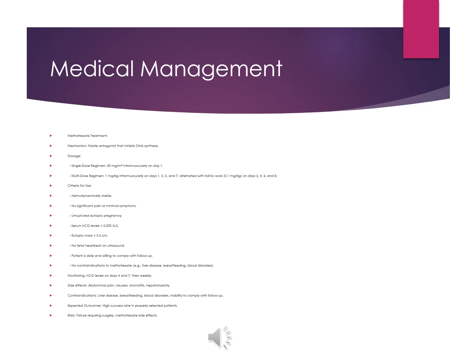Medical management. Methotrexate treatment. Mechanism: folate antagonist that inhibits DNA synthesis. Dosage: single dose regimen, 50 milligrams per square meter intramuscularly on day 1. Multi-dose regimen: 1 milligram per kilogram intramuscularly on days 1, 3, 5, and 7, alternated with folinic acid, 0.1 milligrams per kilogram on days 2, 4, 6, and 8.